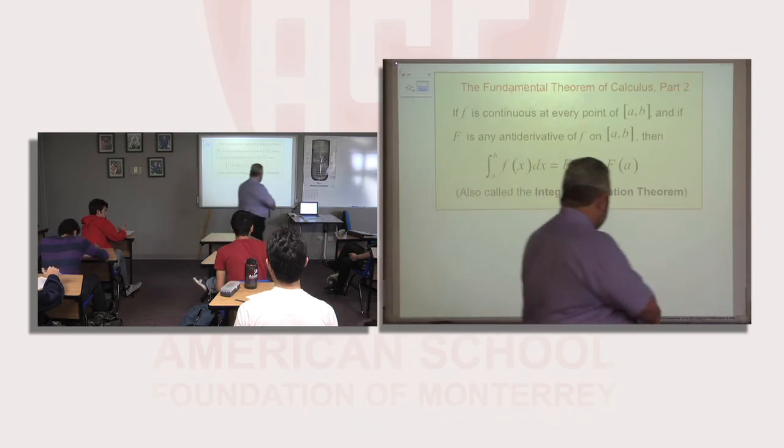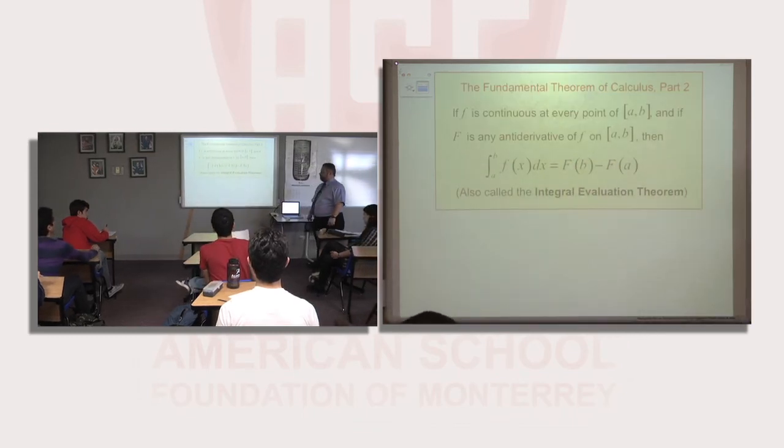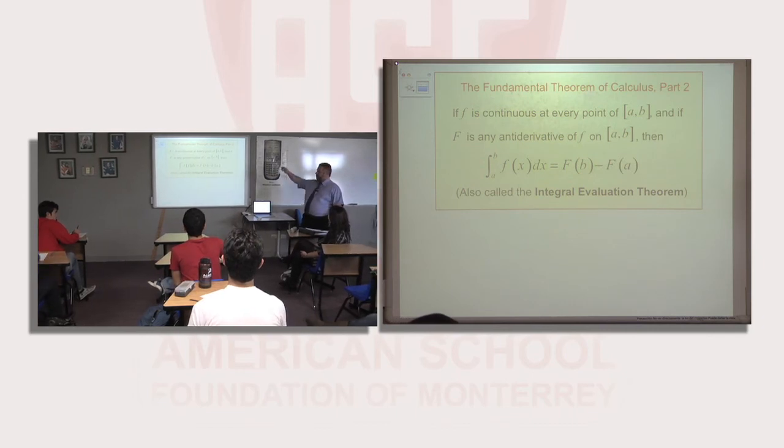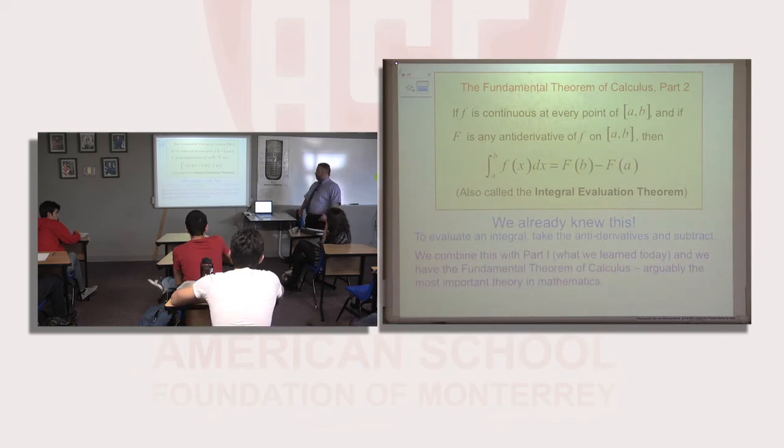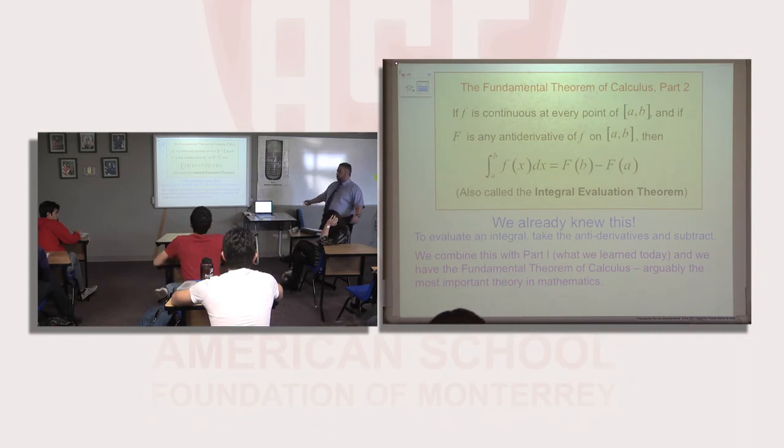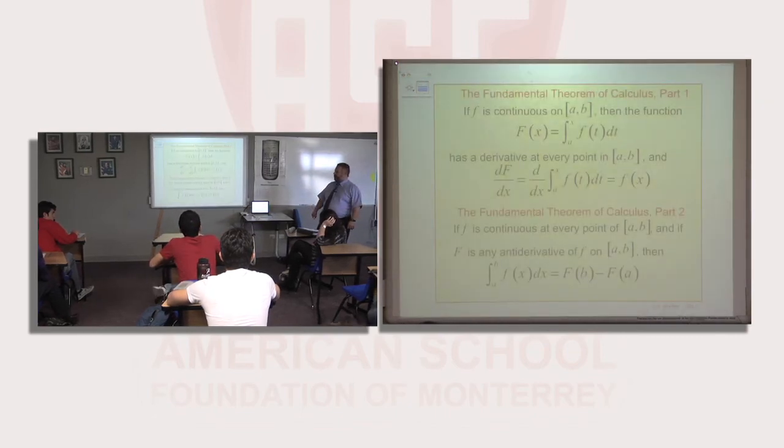Okay. So, fundamental theorem of calculus part 2. This is the one we learned a couple of days ago. The integral evaluation theorem. Okay, remember? Integral from a to b says take the antiderivative, shove in a b, shove in an a, subtract. That's part 2. We combine this with part 1, and we've now got the fundamental theorem of calculus, which arguably may be one of the most important theories in the history of mathematics. A really big deal, this one. Okay? So the whole thing put together looks like that.